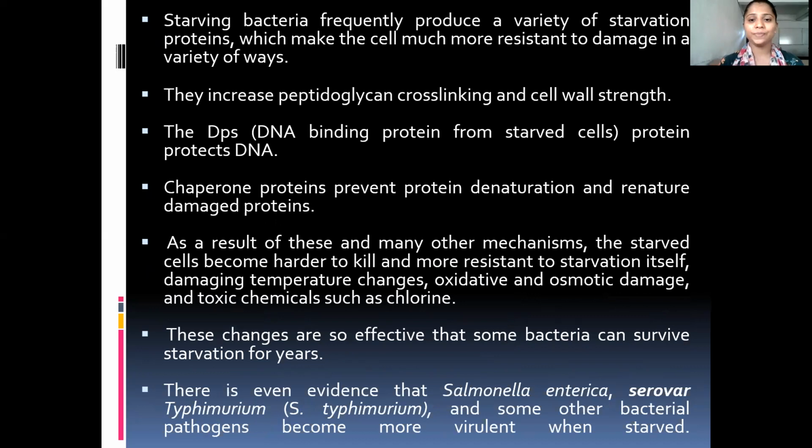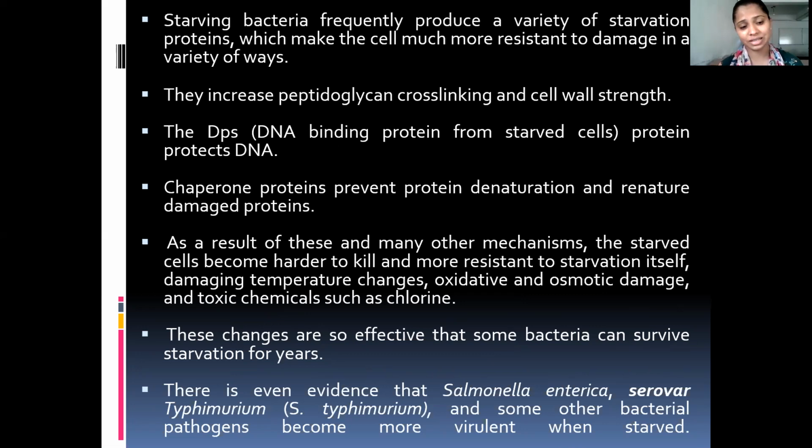Starving bacteria frequently produce a variety of starvation proteins which make the cell much more resistant to damage in a variety of ways. They increase peptidoglycan cross-linkage and cell strength also. The Dps protein, the DNA-binding protein from starved cells, also protects the DNA of cells. Chaperone proteins prevent protein denaturation and renature the damaged proteins. As a result of these and many other mechanisms, the starved cell becomes harder to kill or more resistant to the starvation itself.